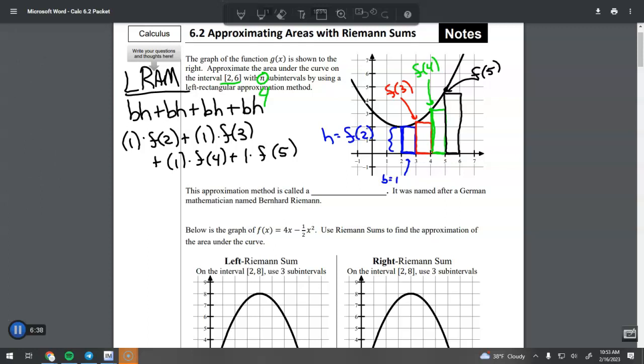Okay, so let's do a couple, because I'm just kind of talking in theory right now. Does anybody need me to keep this for a second so you can write it? This is called a Riemann sum, if you want to write that in.